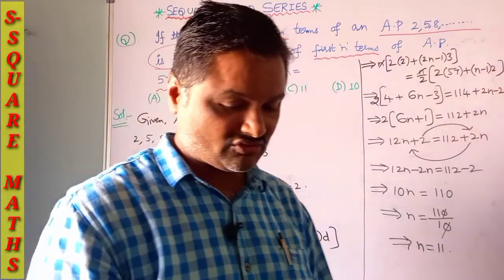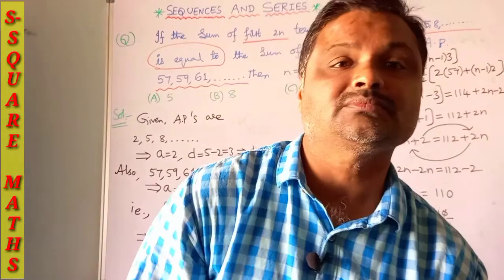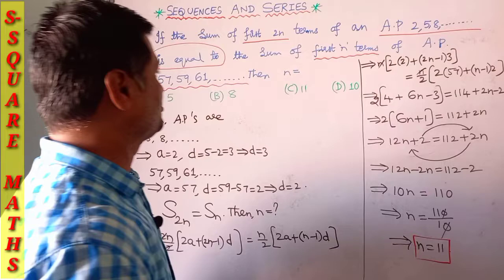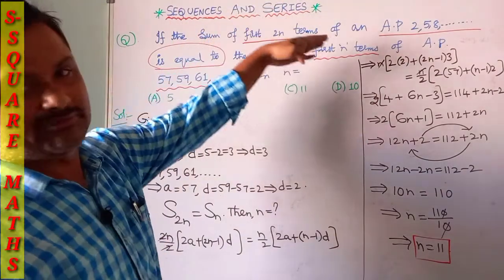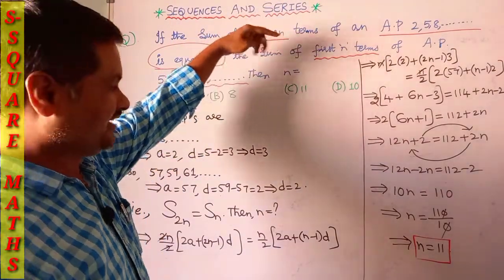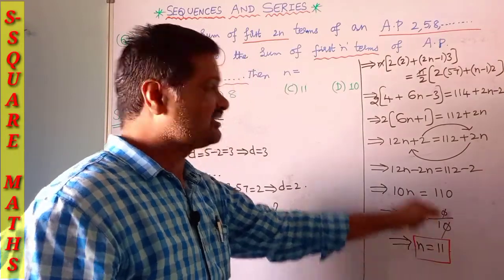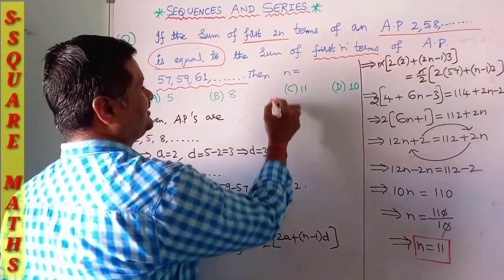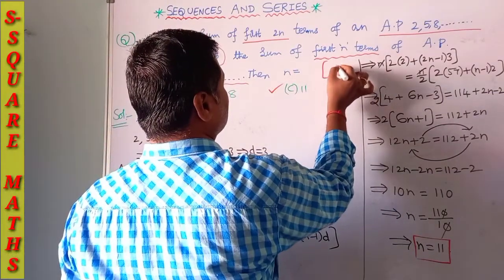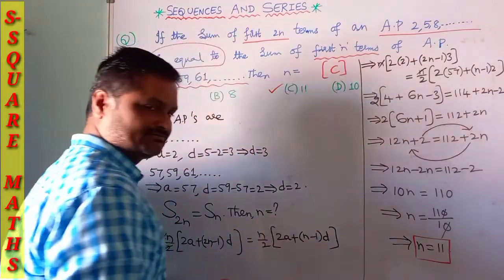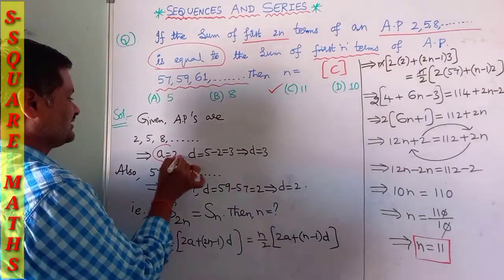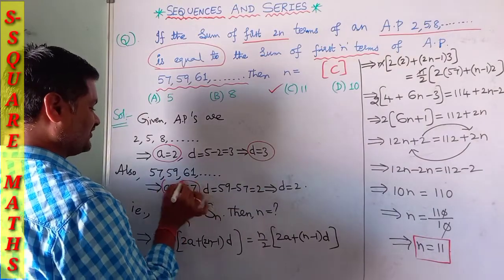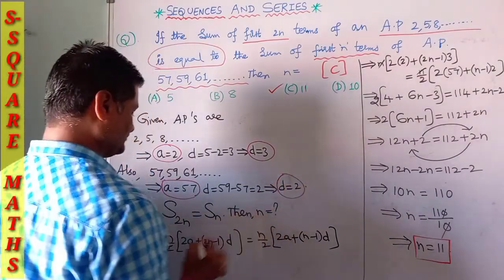So what does n is equal to 11 represent here? The number of terms of the given arithmetic progression for the two given arithmetic progressions. Okay, for 11 terms, S2n is equal to Sn. So nothing but this is our C option, where for the first AP a is equal to 2 and d is equal to 3, and for the second AP a is equal to 57 and d is equal to 2.